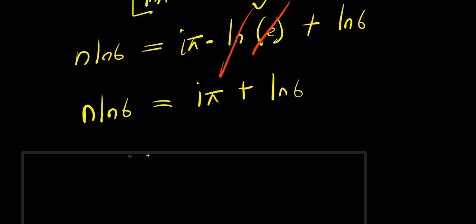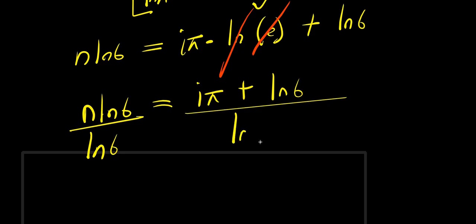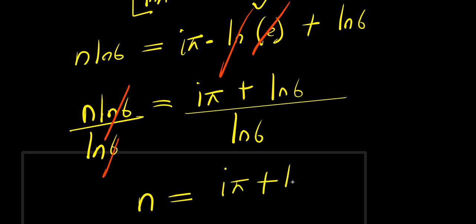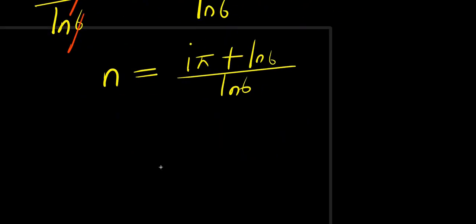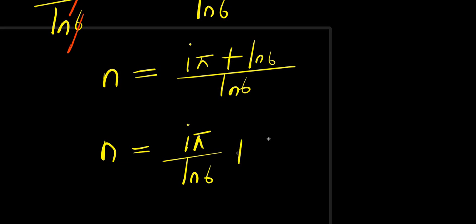So we can solve for n. I divide this by natural log of 6. I divide this by natural log of 6. This cancels this. I have n equals I times pi plus natural log of 6 divided by natural log of 6. Now I can easily have n equals I times pi divided by natural log of 6 plus natural log of 6 divided by natural log of 6. This divides this, we have 1.